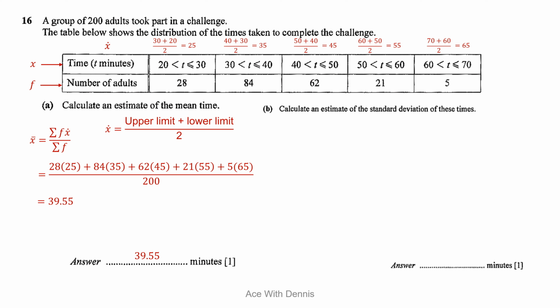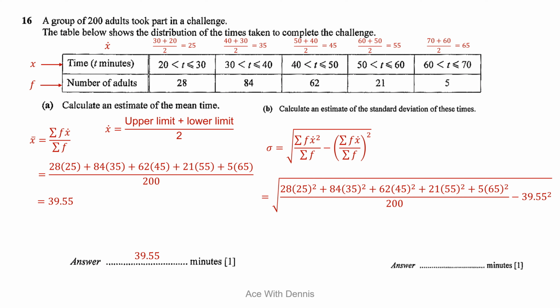Then we substitute all the values that we have. We will have the square root of 28 times 25 squared plus 84 times 35 squared plus 62 times 45 squared plus 21 times 55 squared plus 5 times 65 squared, divided by 200, and then minus the mean squared, which is 39.55 squared. Then we calculate everything, we'll get 9.42 rounded to 3 SF. Hence, 9.42 is the answer.